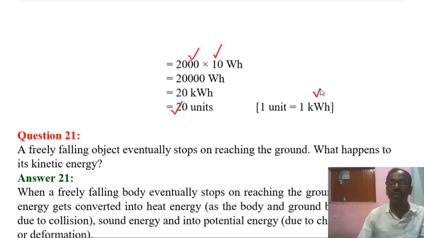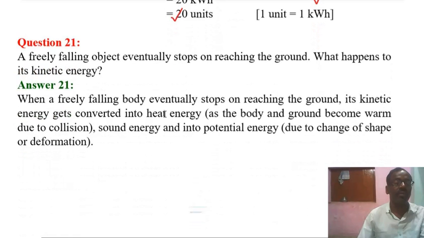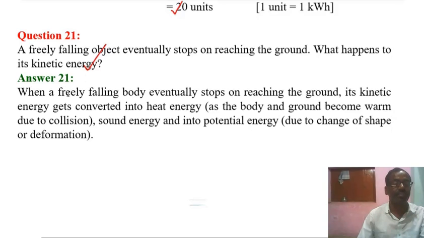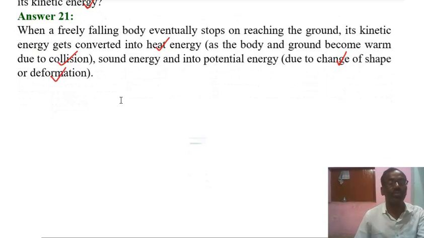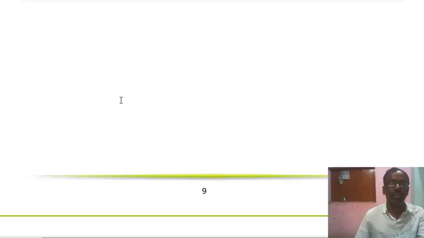1 unit equals 1 kilowatt hour. Let's see question number 21. A freely falling object eventually stops on reaching the ground. What happens to its kinetic energy? When a freely falling body eventually stops on reaching the ground, its kinetic energy gets converted into heat energy, as the body and ground become warm due to collision, sound energy, and into potential energy due to change of shape or deformation.